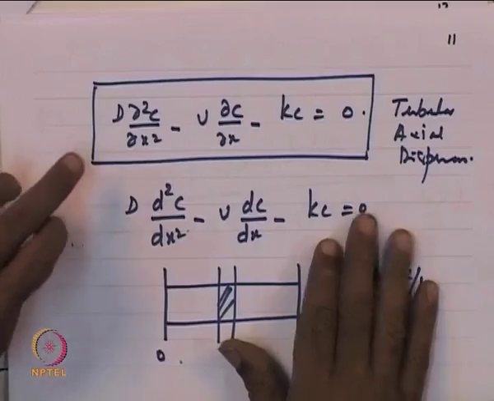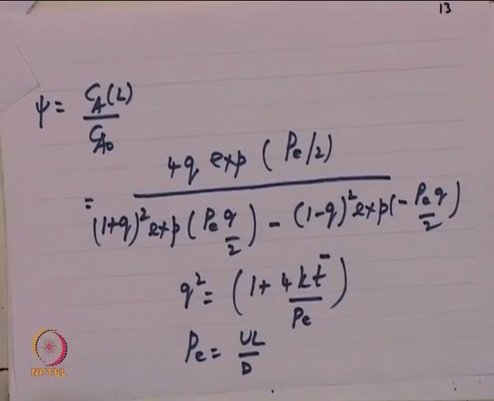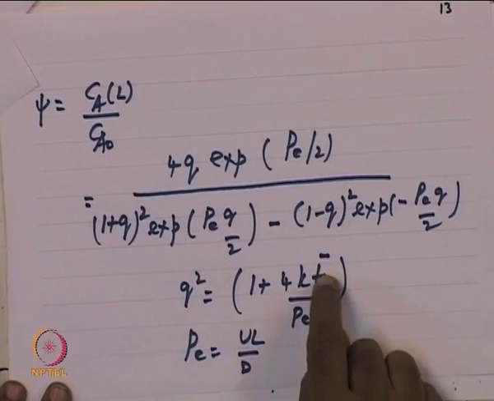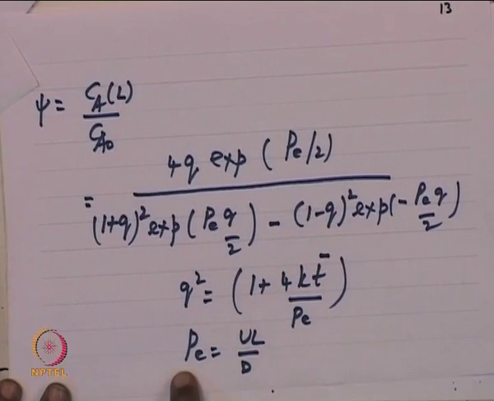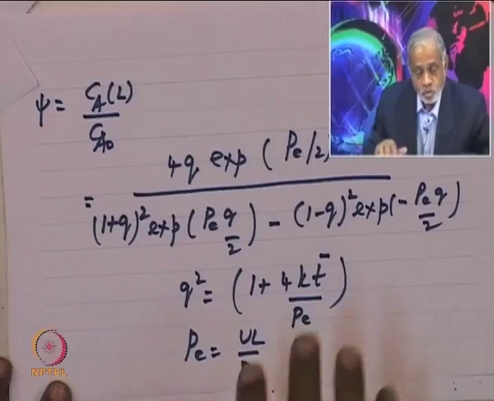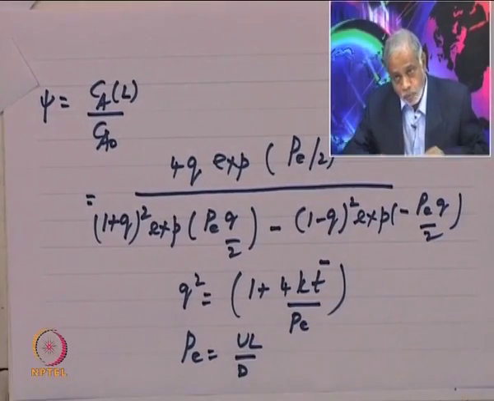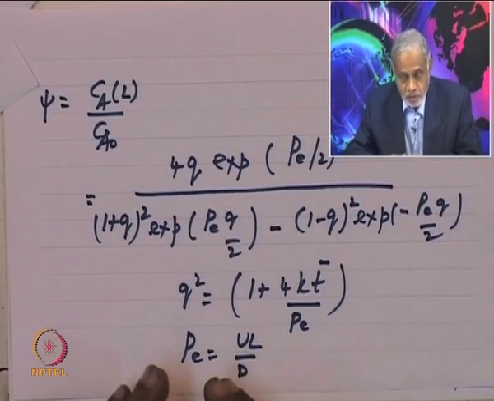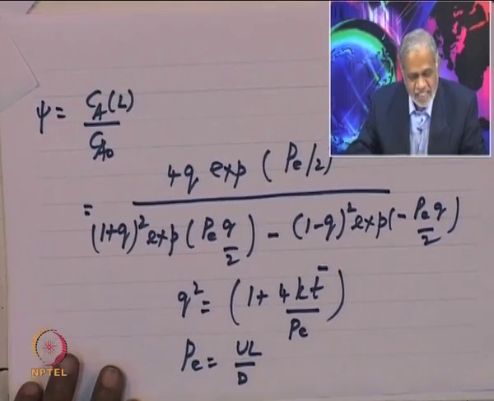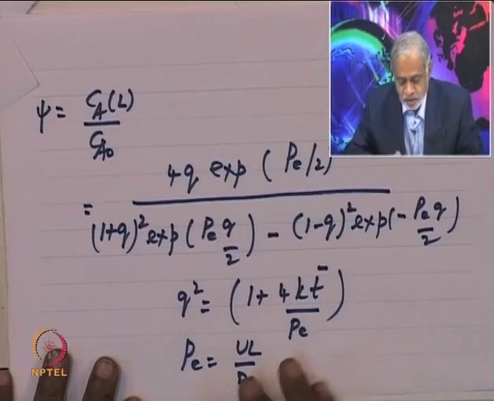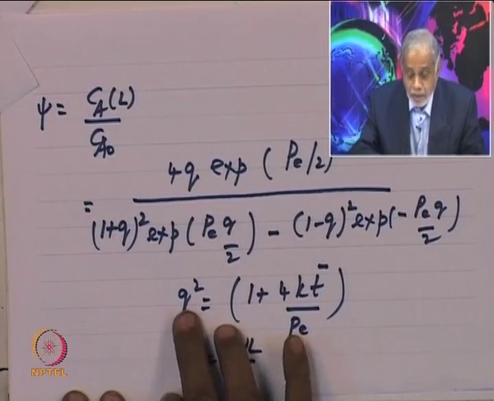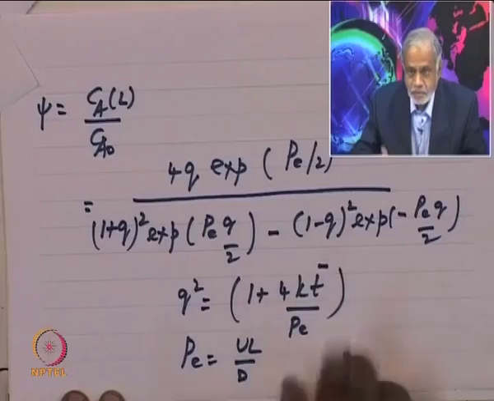The solutions of this differential equation are available in terms of two parameters. One is Q, which involves what is called the Damkohler number, the other one is the Peclet number. So, the solution to the axial dispersion problem is available to us in terms of two parameters. One is called the axial dispersion coefficient or Peclet number, U L by D, the inverse of the dispersion number. The other is called the Damkohler number, which is essentially K times tau bar.